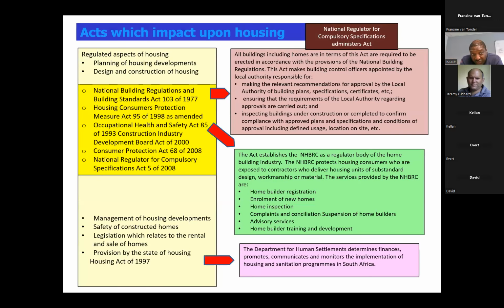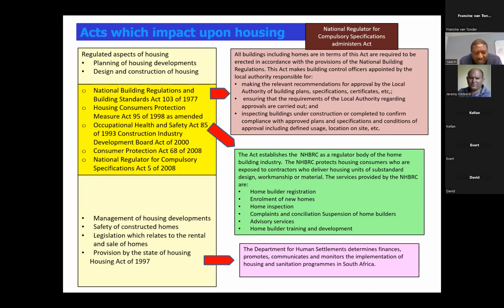Now, these are pieces of legislation. There might be more, there are more, but what you need to look into when you're dealing with housing is our building regulations, which is Act 103 of 1977. It deals with homes which are required to be erected in accordance with the regulations, and the authorities that are involved, what they approve and what they don't approve.